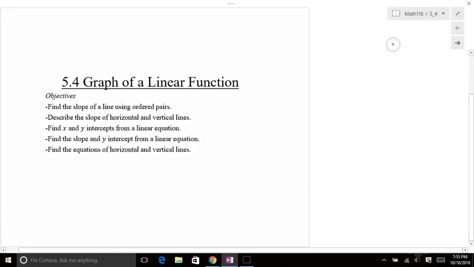Hey, welcome back to your favorite technical mathematics class. We're going to talk about graphs of linear functions a little more in detail, including the slope of a line.